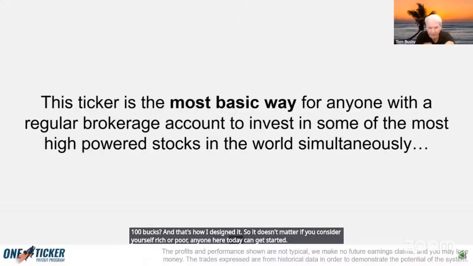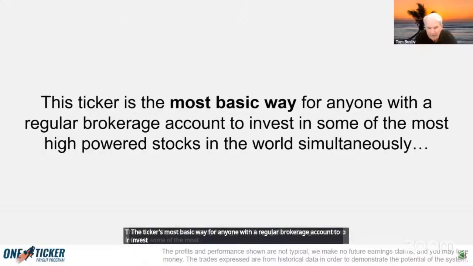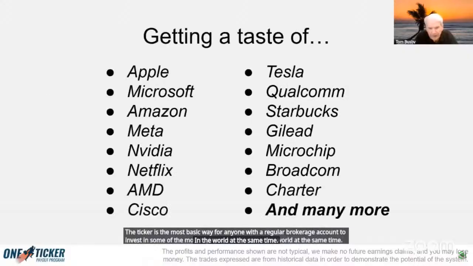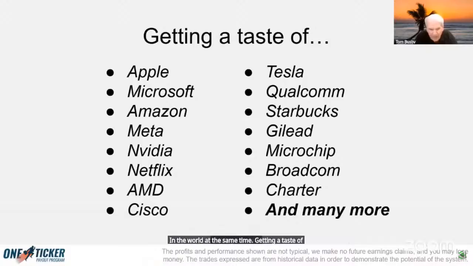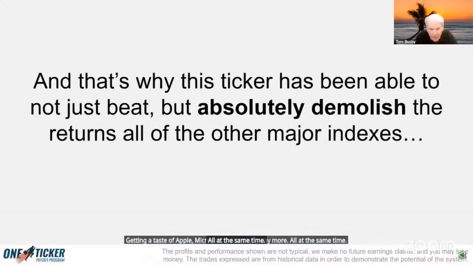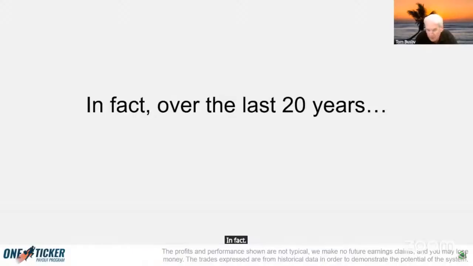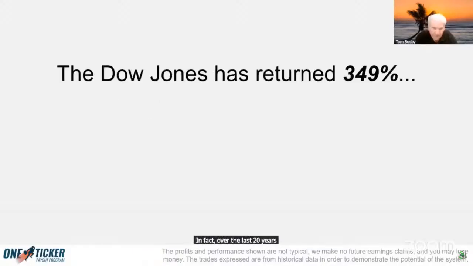The ticker is the most basic way for anyone with a regular brokerage account to invest in some of the most high-powered stocks in the world at the same time. Getting a taste of Apple, Microsoft, and many, many more, all at the same time. That's why this ticker has been able not just to beat, but absolutely demolish the returns of all major indexes. In fact, over the last 20 years, Dow Jones has returned 349%.